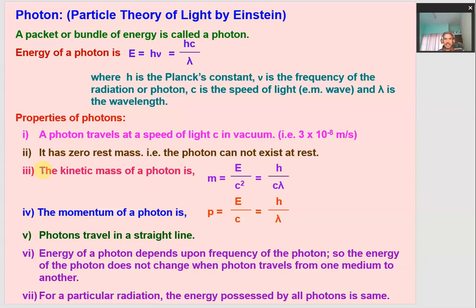Third thing is the kinetic mass of the photon. Because if it exists, then it exists only in the light, in the form of the light, which keeps on traveling. So therefore its mass is called the kinetic mass.